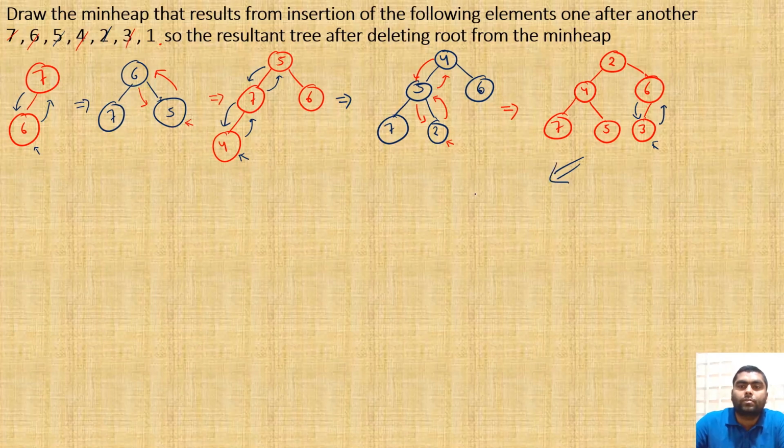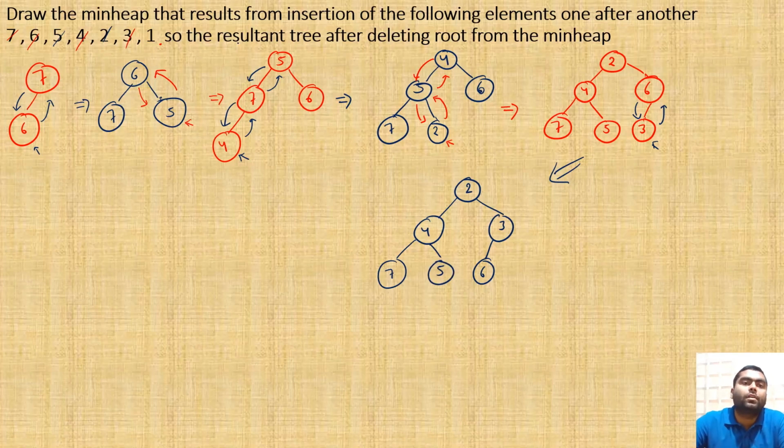So what will be the resultant after this? So it is 2. The left side is the same. So it is 4. And on the right side just change to 3, and left will be 6, and left and right will be 7 and 5. Okay, the remaining things are the same. Okay, now the next value to be inserted is what? 1. So 1.